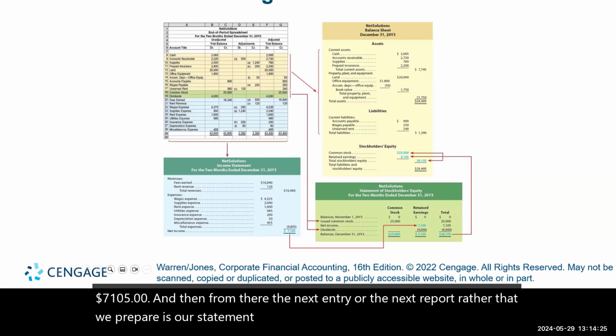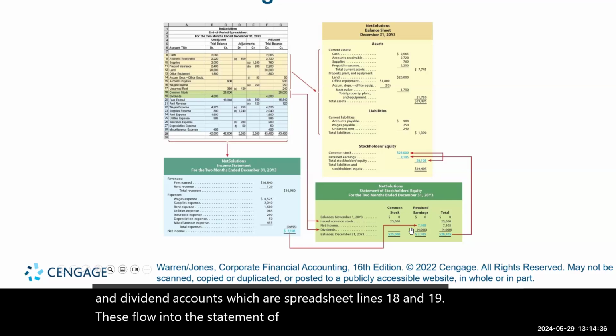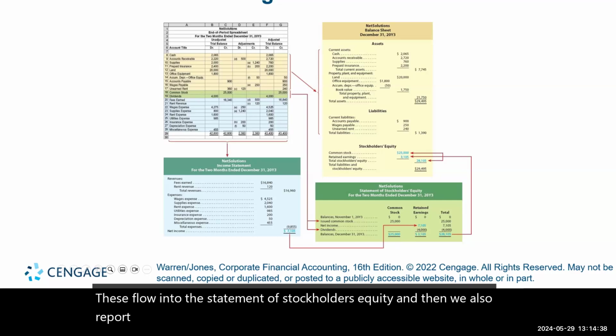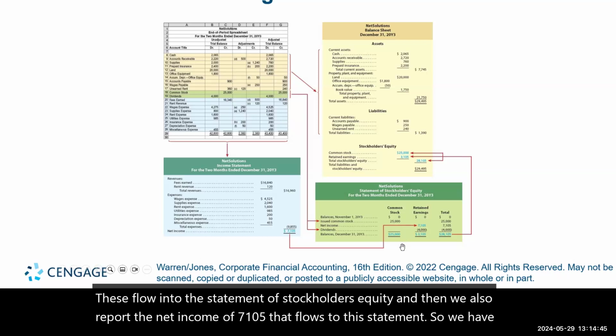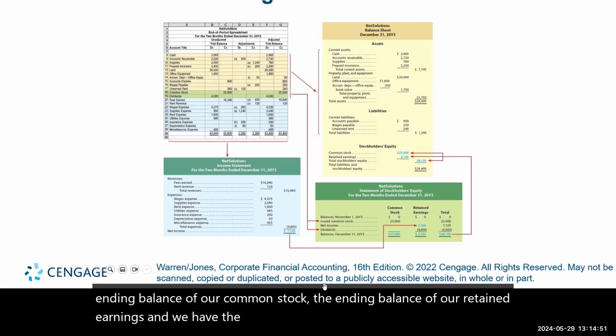And then from there, the next report that we prepare is our statement of stockholders' equity. So the common stock and dividend accounts, which are spreadsheet lines 18 and 19, flow into the statement of stockholders' equity. And then we also report the net income of $7,105 that flows to this statement. So we have the ending balance of our common stock, the ending balance of our retained earnings, and then we have the total of our stockholders' equity.